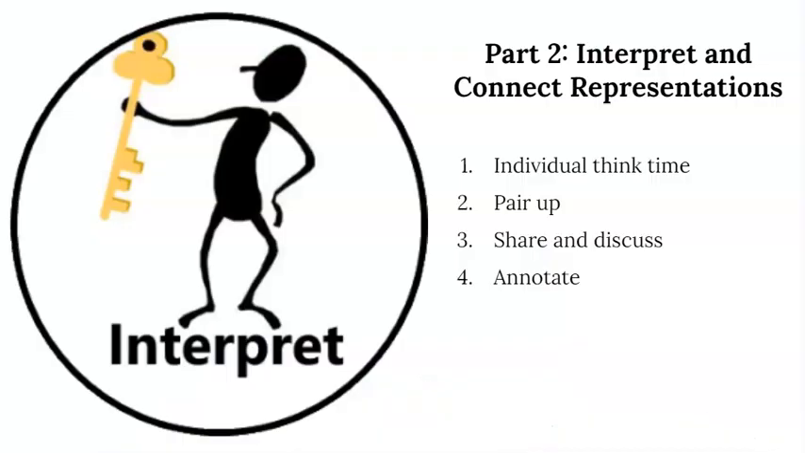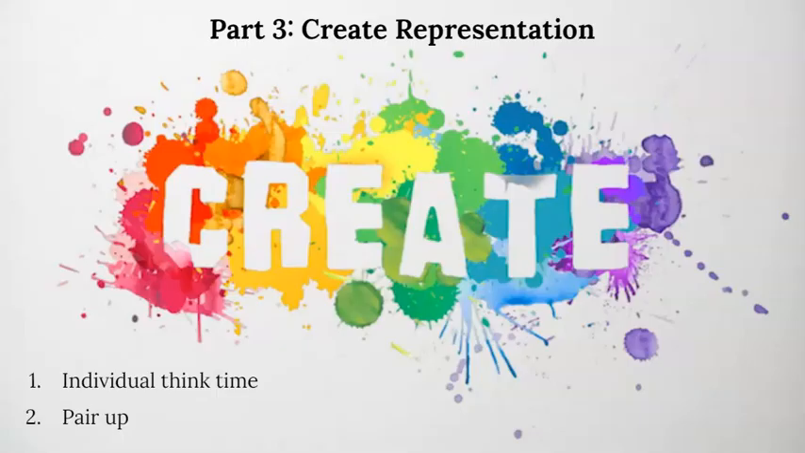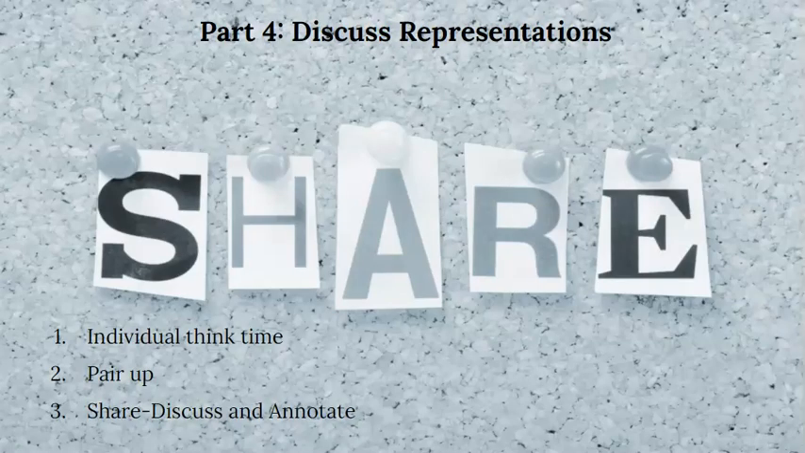Part 2. Interpret and connect representations. Give individual think time. Have students pair up. Have students share and discuss, and annotate their thoughts. Part 3. Create representation. Give individual think time and pair up students. Part 4. Discuss representations. Provide individual think time, have students pair up, have students share, discuss, and annotate their thoughts.